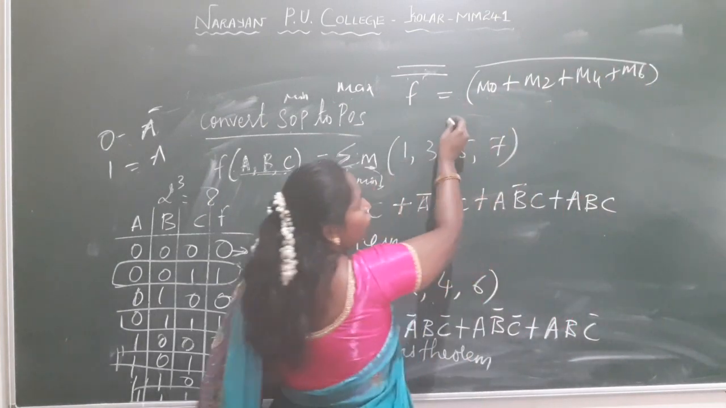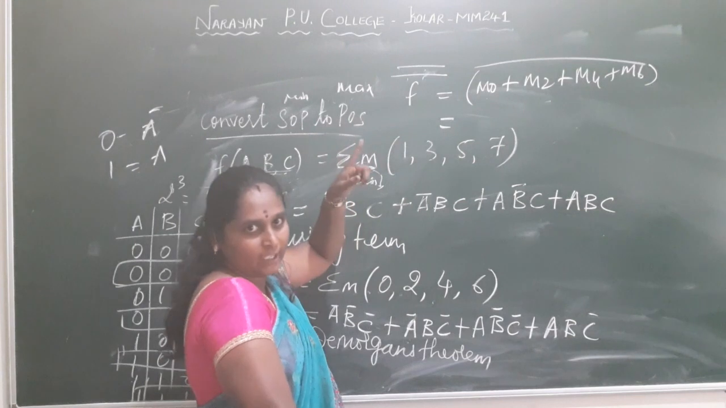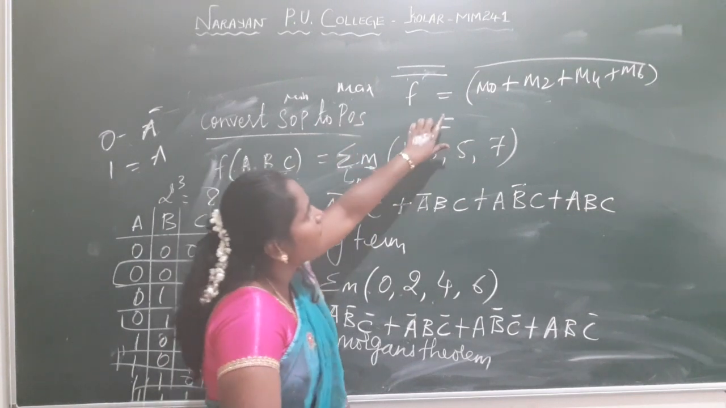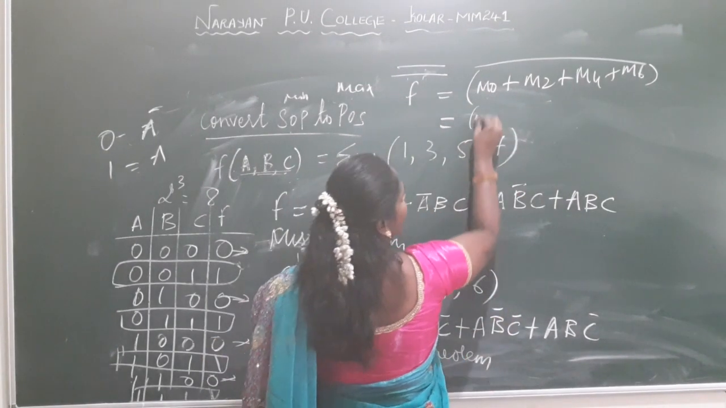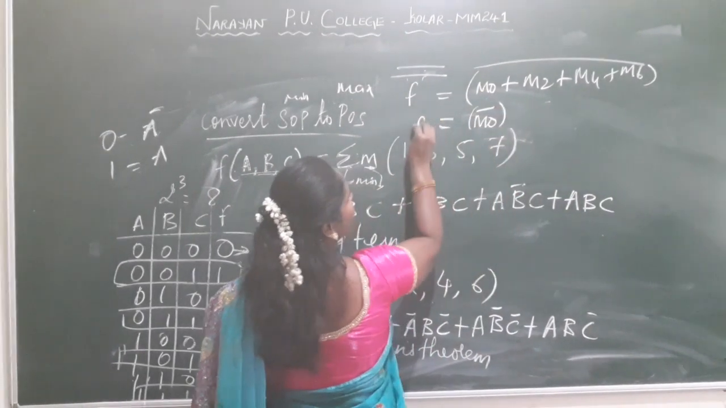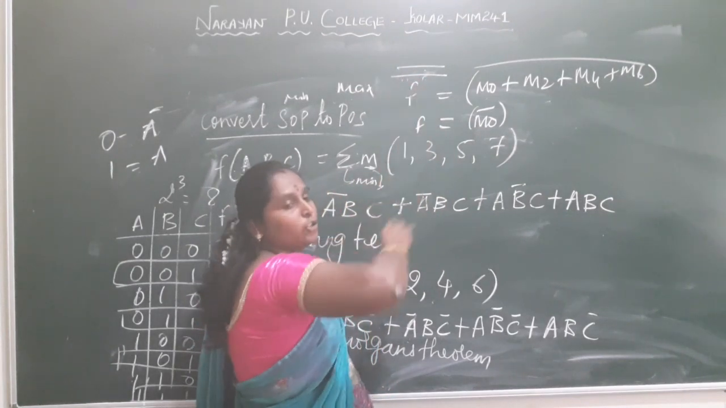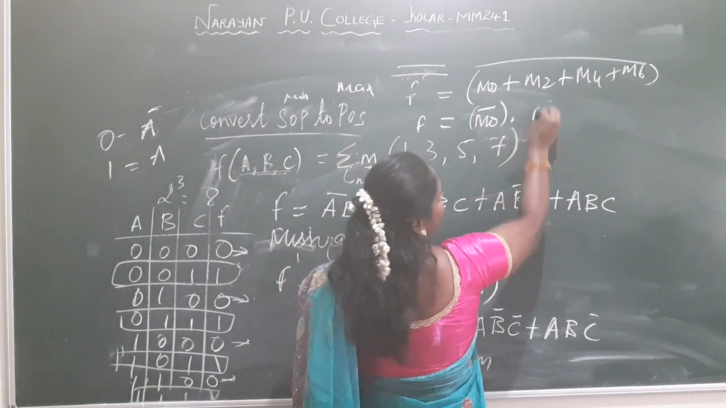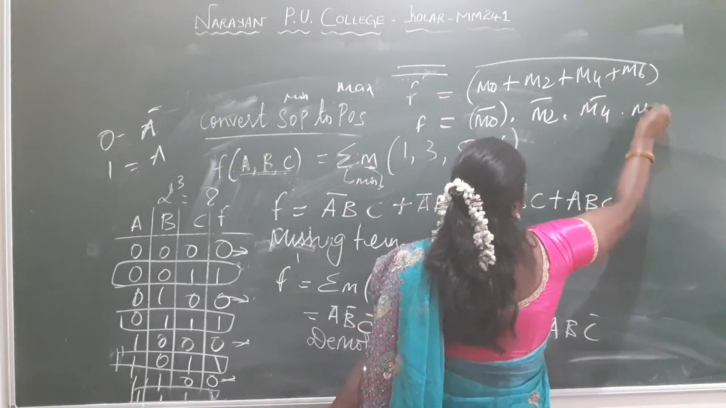I have already explained the rules of De Morgan's theorem. Complement the expression, break the line, change the sign. So I am complementing the entire expression. This becomes M0 bar. So, double complement using your involution law: twice you complement the variable, you get the same thing. That is F equals M0 bar into M2 bar into M4 bar into M6 bar.